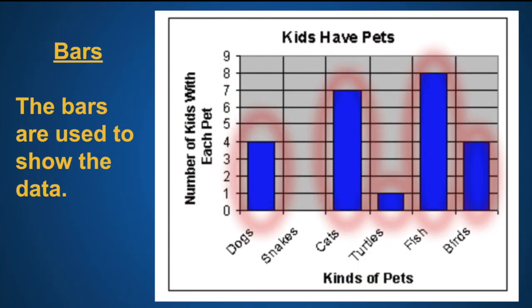You've heard me call these bars a lot. A bar graph has to have the bars on it. They show how many of each kind of data we got. Again, 4 dogs, and so on.